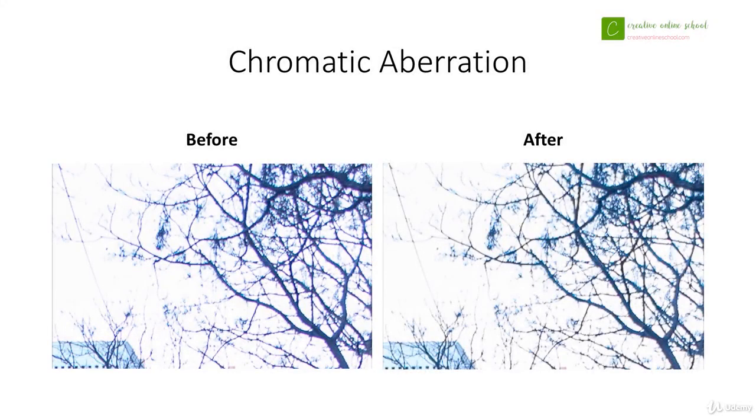Another form of distortion is chromatic aberration. This happens when your lens is unable to focus all of the image's colors to the same convergence point. Chromatic aberration adds weird color fringes to edges that separate light and dark colors. These fringes tend to have a green, pink, or purple hue.